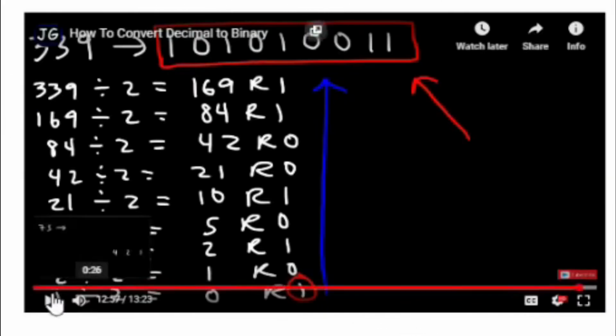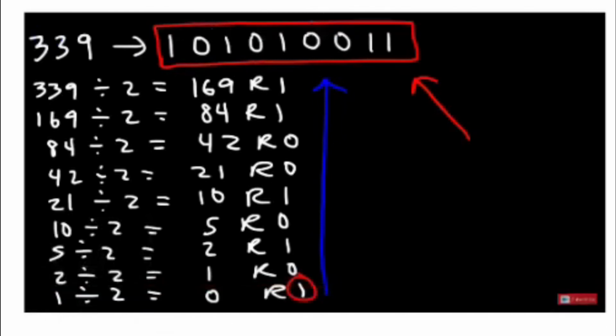So that's it. Converting decimal numbers into binary numbers, you have 2 ways of doing it.